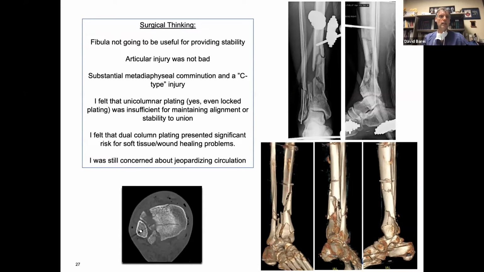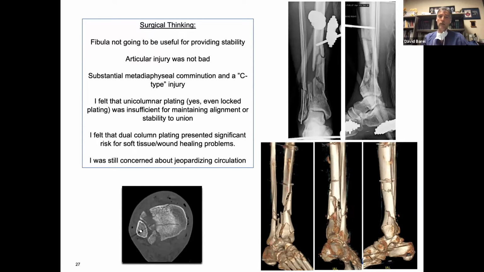And I felt that unicolumnar plating, even lock plating, was insufficient for maintaining alignment or stability towards union. So I didn't feel like an anterolateral locking plate would be sufficient. I didn't feel like an isolated medial plate would be sufficient, certainly not with that injury pattern, the way it happened in valgus like that. And so I was worried that I would need 2 plates.